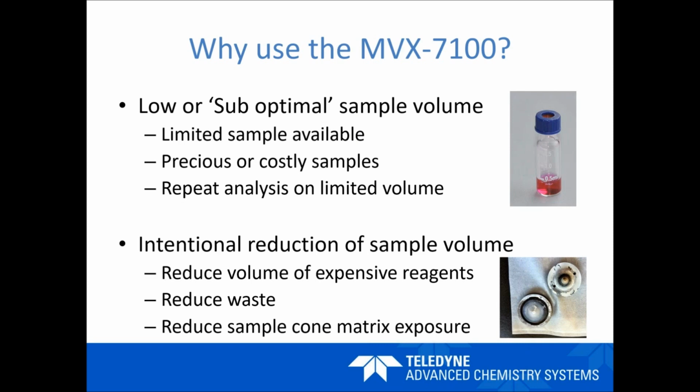As I just mentioned a while ago, intentional reduction of sample volume gives you some other benefits as well: the reduction of the use of expensive reagents, and reduction in waste. Also, if you're working with organic solvents and putting less organic solvent into an ICP-MS via the MVX, then you're putting less material, less carbon through the system, which can be deposited on the cones. So you're also saving parts of the instrument, like the cones and the torch, from exposure to the sample matrix.